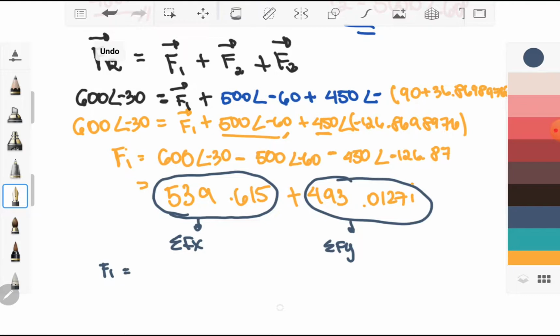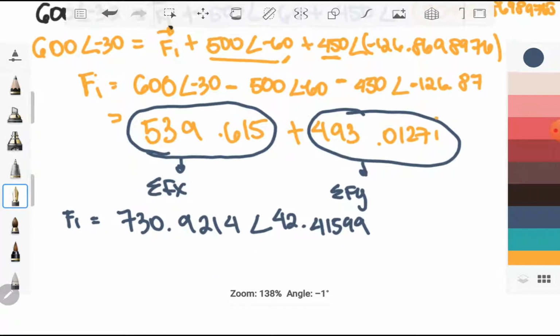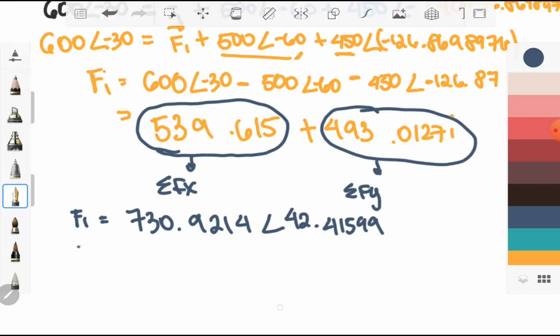pag naka-calculator kayo, press lang ang shift 2, 3. Okay, take note, pag gumagamit kayo ng vector, dapat naka-complex form kayo. Okay? So, the answer would probably be equal to 730.9214 angle of 42.41599.